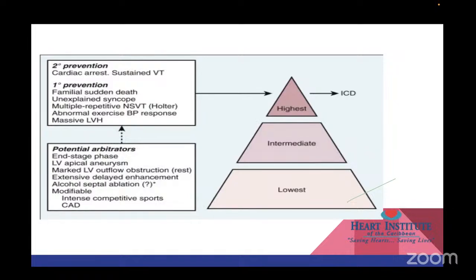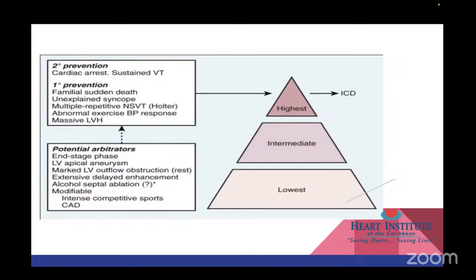If more than one of these factors is present, it's an ACC/AHA class 1 indication for primary prevention with an ICD. And if somebody has had a sudden cardiac death episode already, that's an indication for sudden cardiac death prevention, which will be secondary prevention with an ICD.